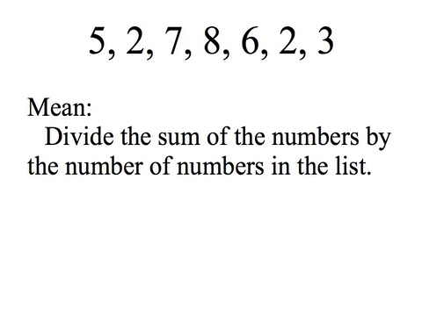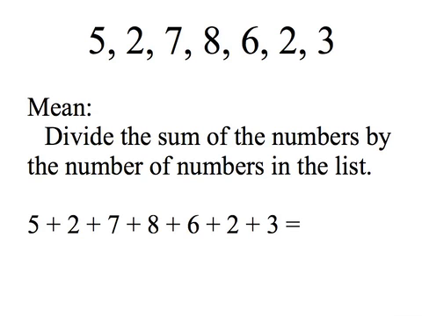The mean is the sum of the numbers in the list divided by the number of numbers in the list. So first we're going to find the sum of those numbers by adding them up, and that's 33. And since there's 7 numbers, we do 33 divided by 7, and we get 4 5/7, and I'm going to round that to 4.7.